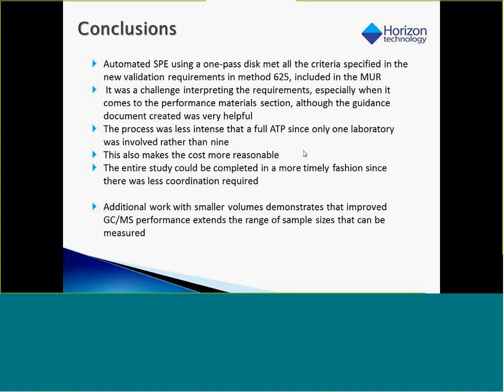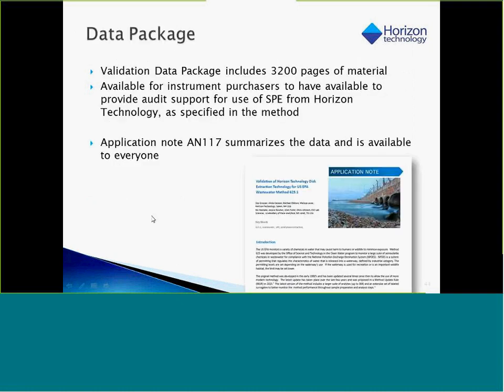Additional work with smaller volumes demonstrates that improved GCMS performance extends the range of sample sizes that can be measured. I think that there can be more work done there as well. I mean, certainly people have talked about large volume injection. They've talked about adjusting the split. So rather than using a split, they could use a splitless injection of the sample. So there are a lot of ways to tweak the sensitivity to make it appropriate for these smaller samples.